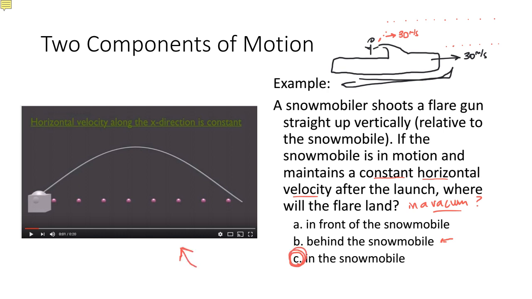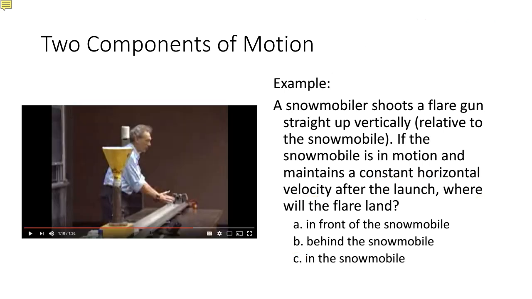There's a cool illustration right here of how that might work. This video clip shows a professor with a sample cart acting as a snowmobile and a little ball that acts as the flare gun. And you can see as he pushes the cart forwards that the little ball pops up and lands directly back inside. It's pretty cool to watch.